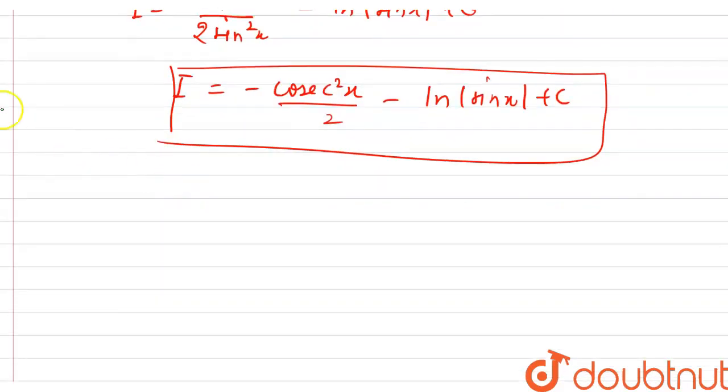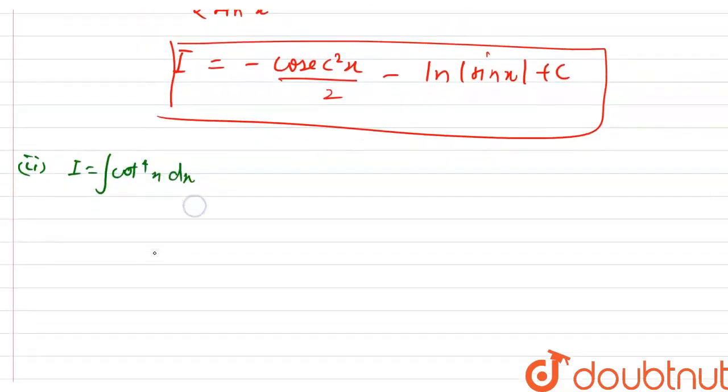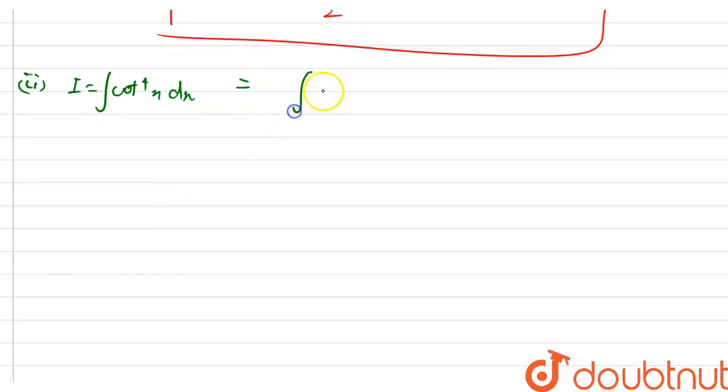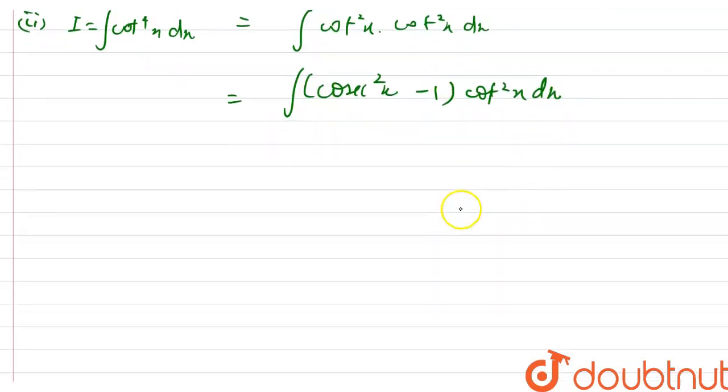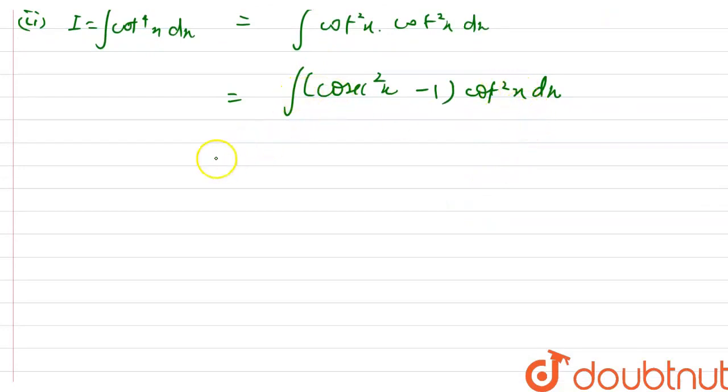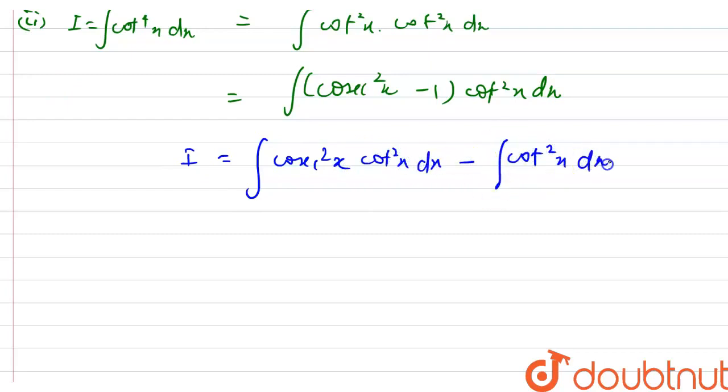Now coming to the second part, my second part is integration cot raised to the power 4 x dx. Here I can write cot raised to the power 4 x dx as cot square x times cot square x dx. Now I am writing the first cot square x as cosec square x minus 1, times cot square x dx. Now multiplying cot square x here, I equals integration cosec square x times cot square x dx minus integration cot square x dx.